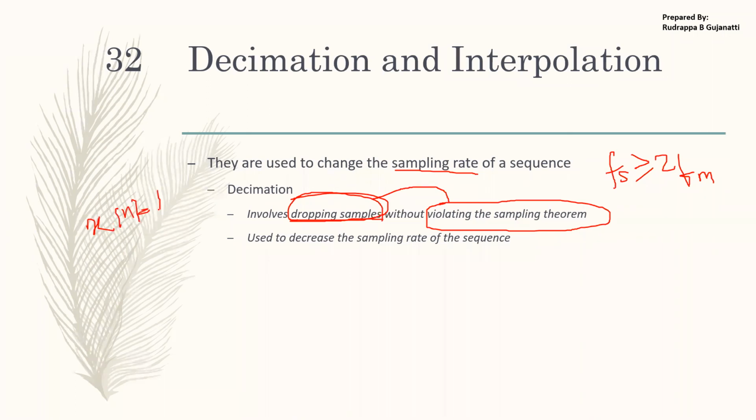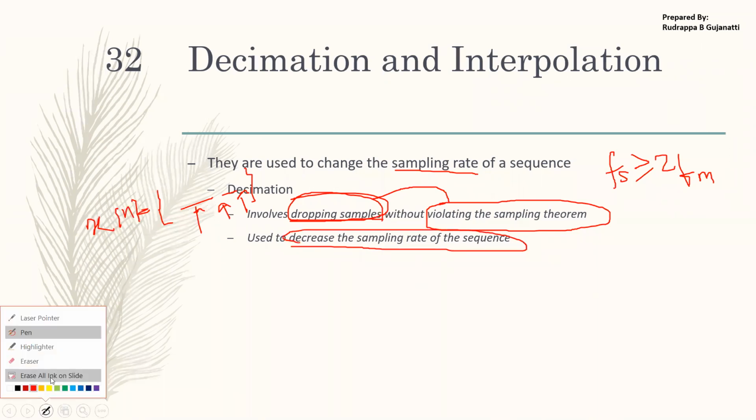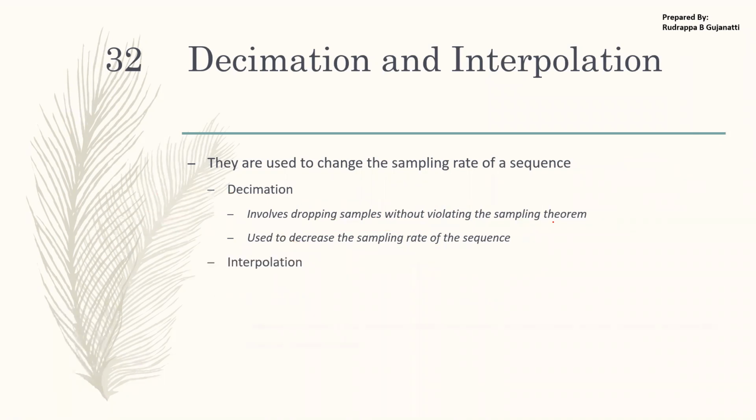Since we are dropping samples, I have a sequence x of n, which has n number of samples. If I want to decimate this, I'll be removing a few of the samples based on some criteria. So when I'm doing this, I'm basically trying to decrease the sampling rate of the sequence.